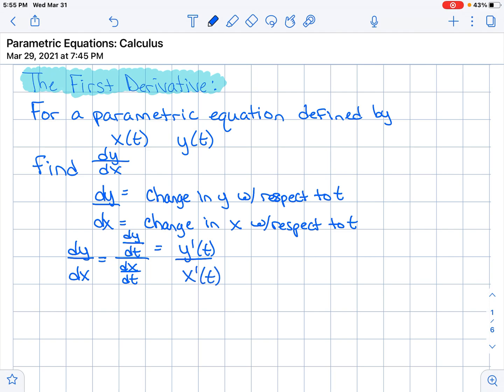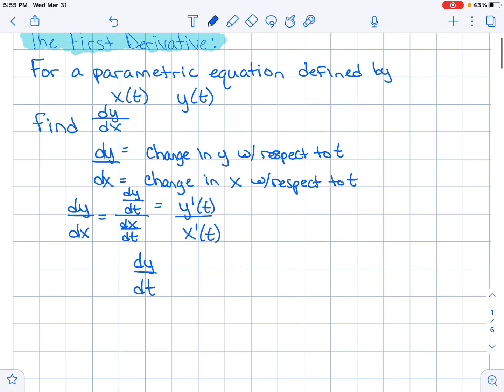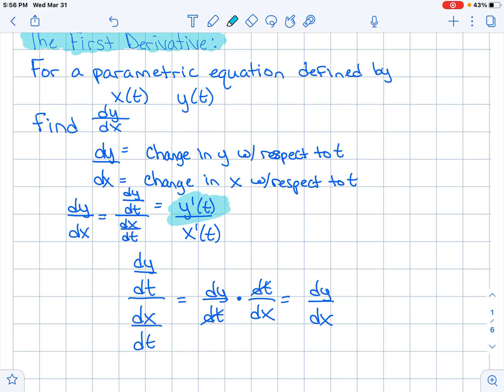Now just to algebraically show that dy over dt over dx over dt is the same as dy over dx, let's take a look at this. If we've got dy over dt divided by dx over dt, if I simplify this, I can flip that denominator and multiply. So I can flip the dx over dt. And I can see that the t parameters do cancel each other out, and indeed leaves me with dy over dx. Okay, so the first derivative is found by taking the derivative of the y parameter divided by the derivative of the x parameter. That's a mouthful.